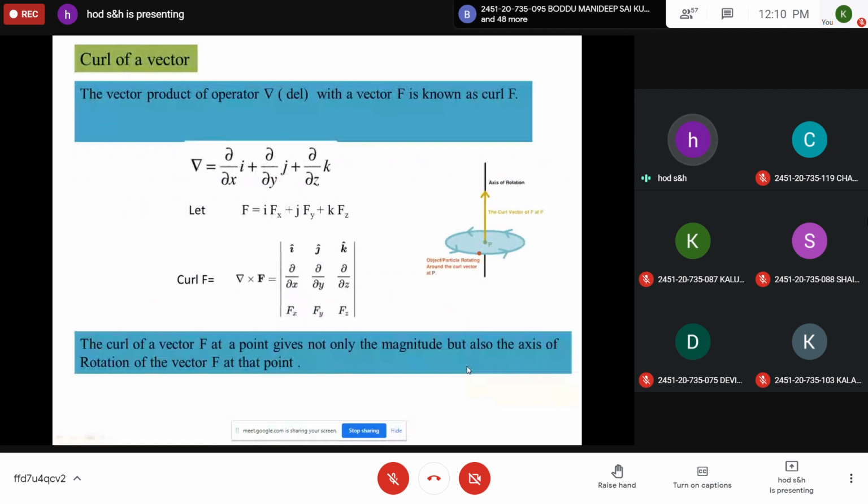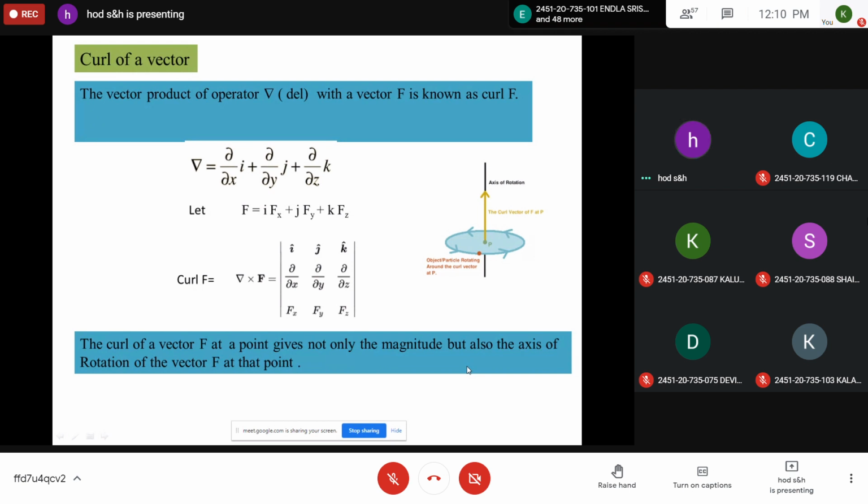The vector product of operator del with the vector f is known as curl. Previously it was a scalar product, now it is a vector product. Let del be i into ∂/∂x plus j into ∂/∂y plus k into ∂/∂z, and define a vector f as i fx plus j fy plus k fz. Then curl f is del cross f, which is in a matrix form.